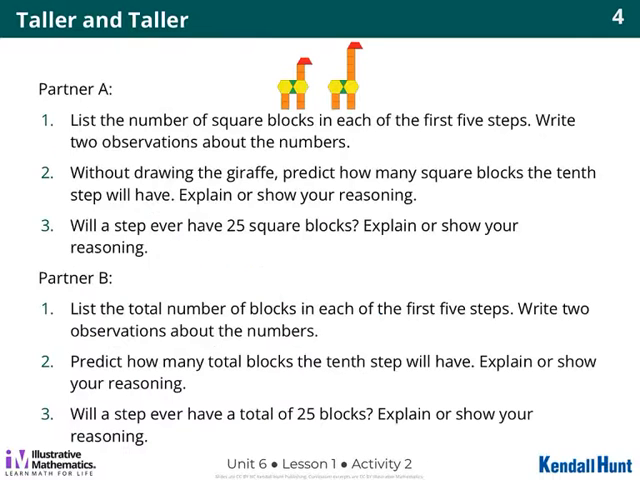So let's look at partner A. How many square blocks do you think the 10th step will have? Vivian. 20. 20? Okay. Coral? 29. You think 29? Brooks? 28. 28. Let's investigate that.